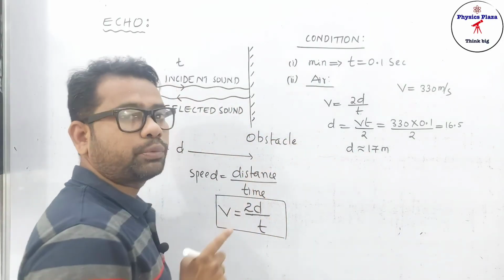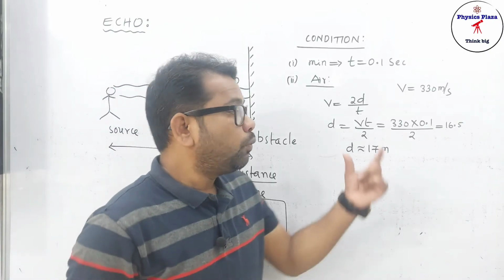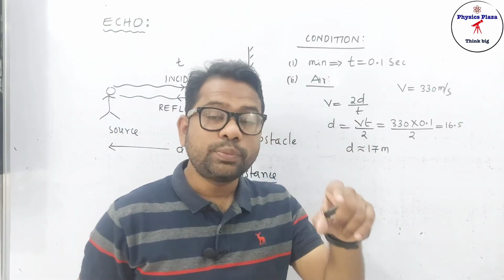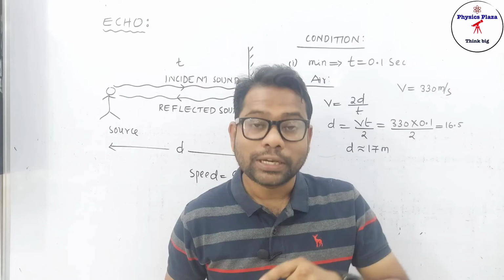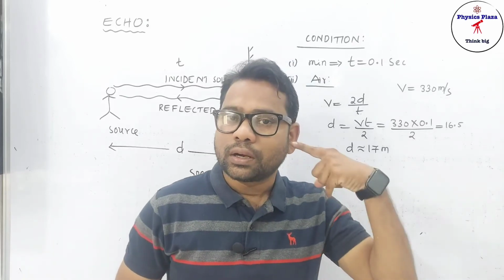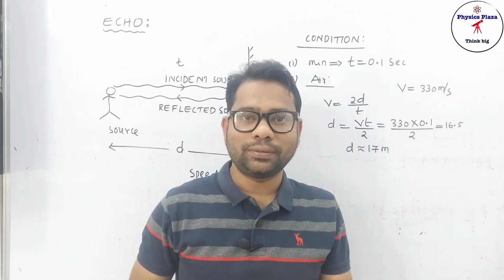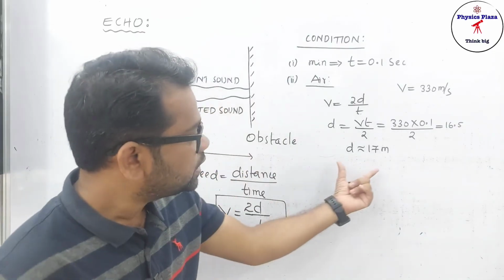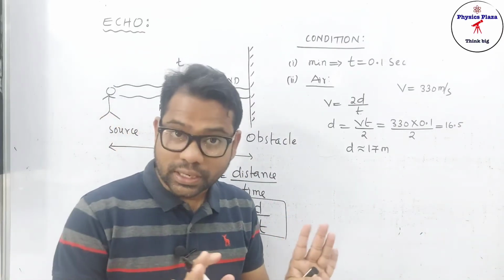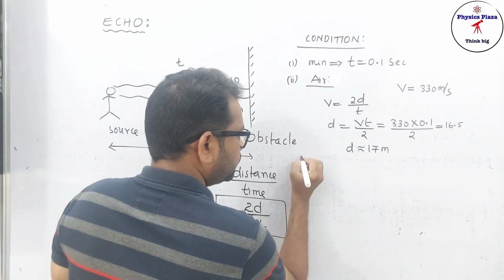Children, very important. What is the minimum distance? What should be the minimum distance between an obstacle and a source of sound so that echo can be heard clearly? So, what is the distance, children? It should be 17 meters. Is it clear? Fine.